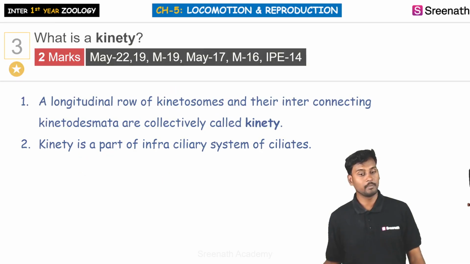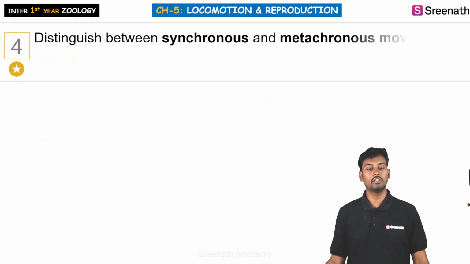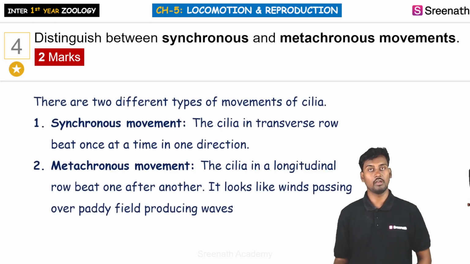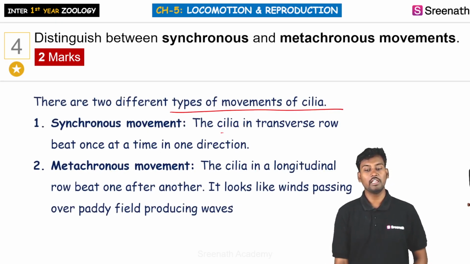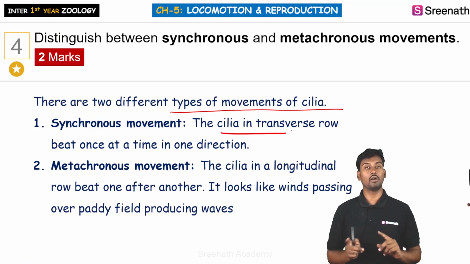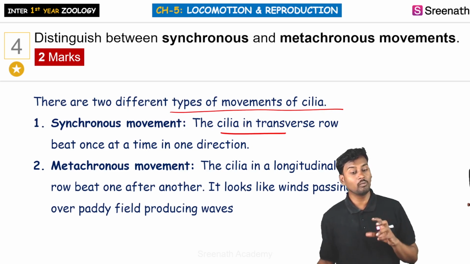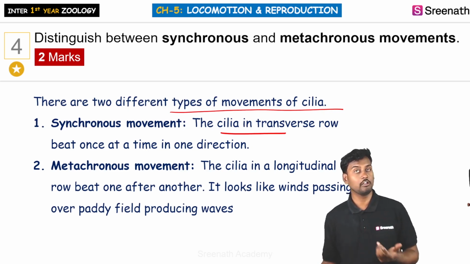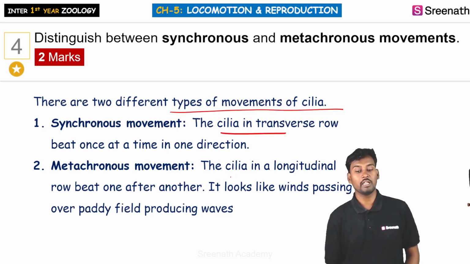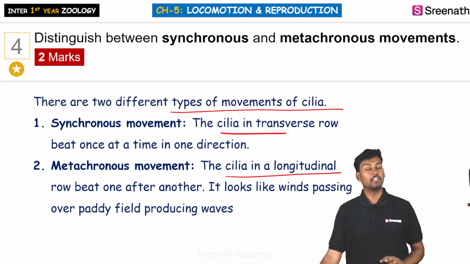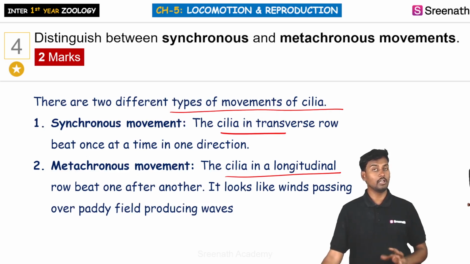So next question is, what is the difference or distinguish between synchronous and metachronous movement? These are the 2 different types of cilia movements. The cilia in which the transverse rows beat at once in one direction, the cilia generally beating in one direction at a time, is called synchronous, whereas metachronous is the one where the cilia in a longitudinal row beat one after another in different directions.